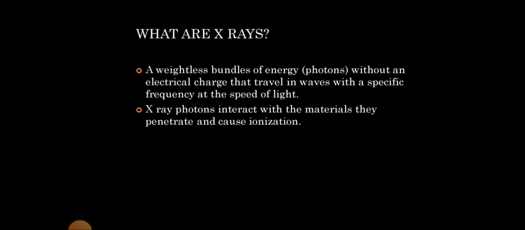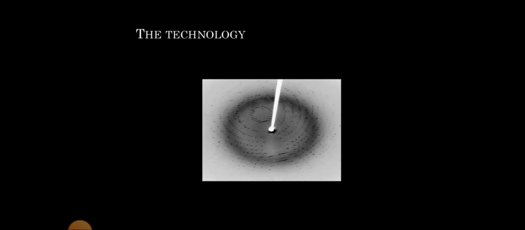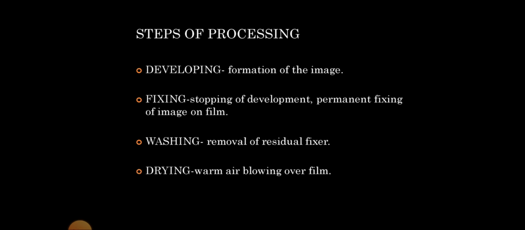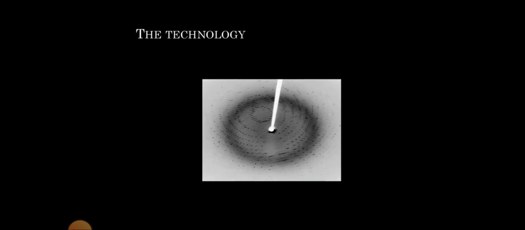X-ray photons interact with the materials they penetrate and cause ionization. The technology used in this X-ray technique is X-ray diffraction. It is the technique where X-ray light changes its direction by amounts that depend on the X-ray energy. It is like a prism, where light passed into a prism is separated into its component colors. Similarly, the X-ray light will change its direction according to the X-ray energy we are giving, meaning it will spread or be separated. So X-ray diffraction is the technology used in the diagnostic technique of X-ray.